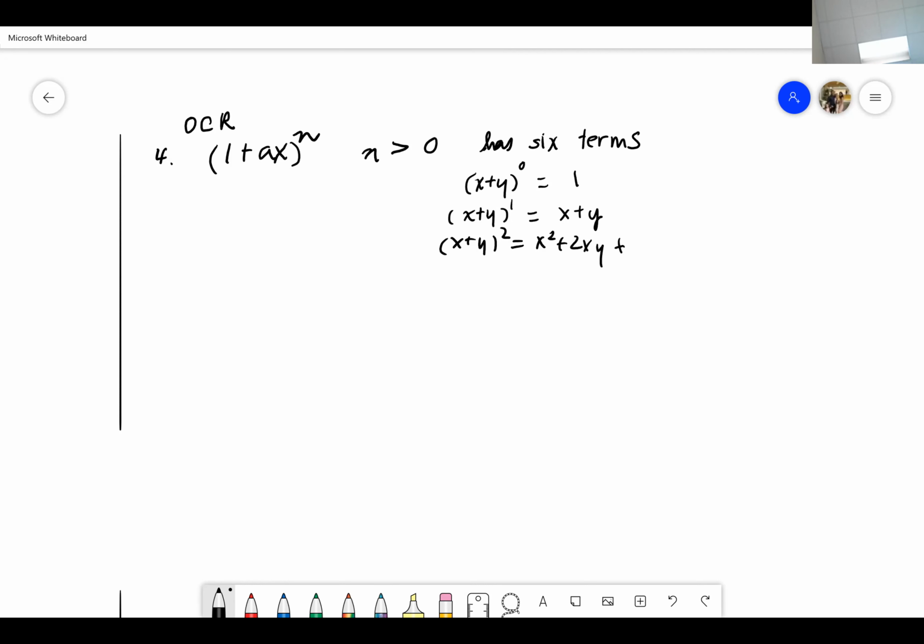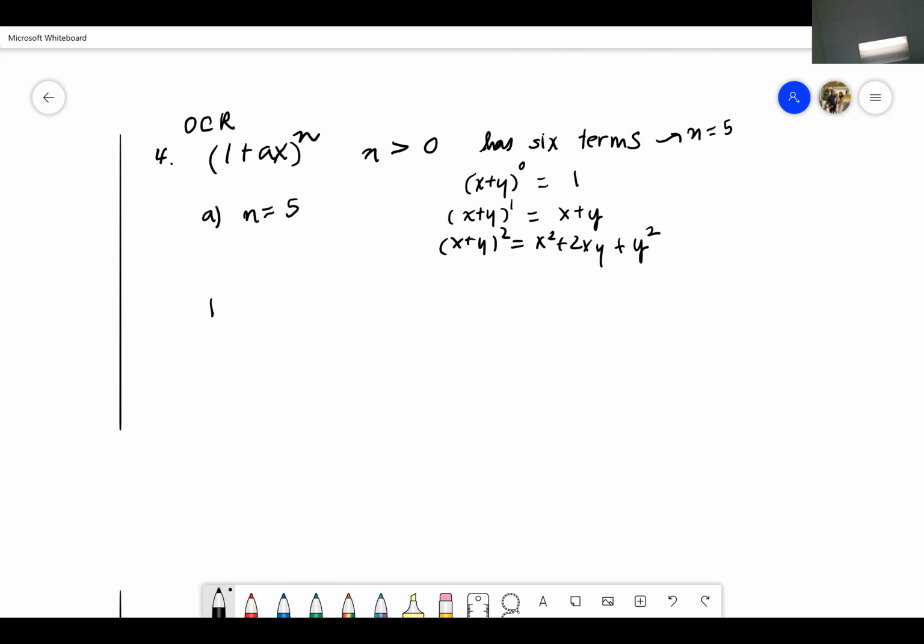No, if it has 6 terms, the power of n is 5. Yes, it's 5. So n must equal 5. Got it? Do we understand that? Very important. Now it says, write down the value of n. Oh, I just told you the answer. n has to equal 5. The reason n has to equal 5 is because the amount of terms we have is always 1 more than the n in a binomial expansion.